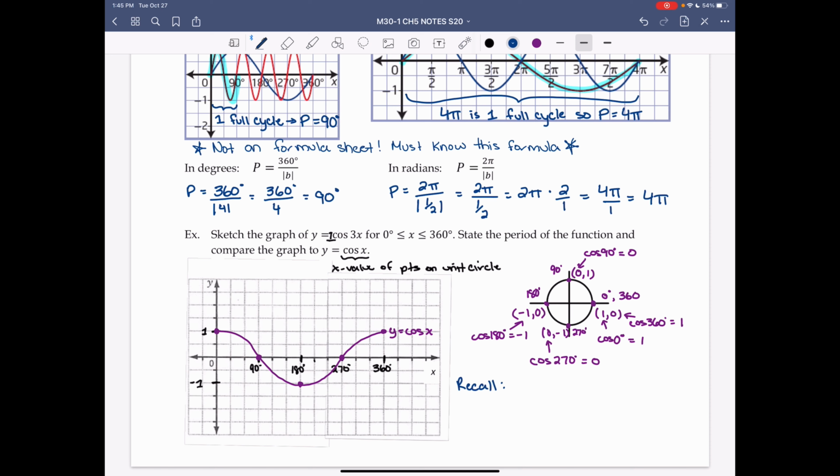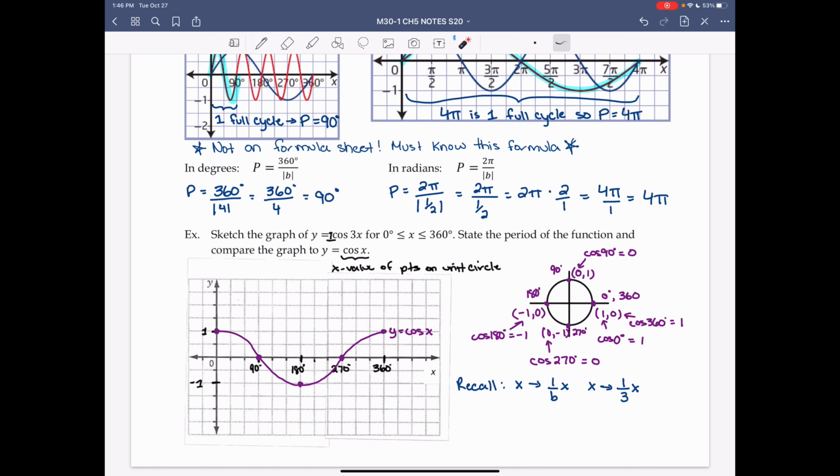Recall that when we have a b value, it transforms our x to 1 over b x. So in this case, x is going to go to 1 over 3 x. We don't have any other parameters. We're just doing a horizontal stretch factor of 1/3 about the y-axis here. So then take each of our points that we plotted for y equals cos x and transform them by multiplying the x value by 1/3.